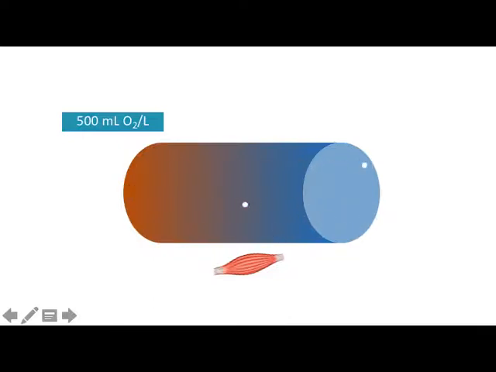Well, we've got 5, and I guess you can't really see the 5, but there are 5 coming in from the arterial blood, so 500 mils of oxygen per liter. And if 100 mils is diverted to the muscle, we're left with 400 mils of oxygen per liter in the venous circulation.